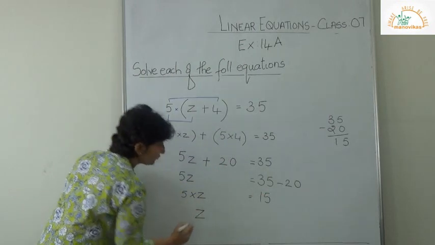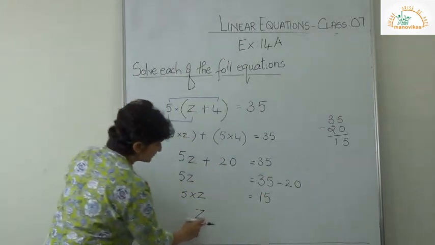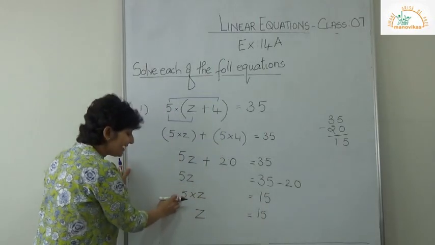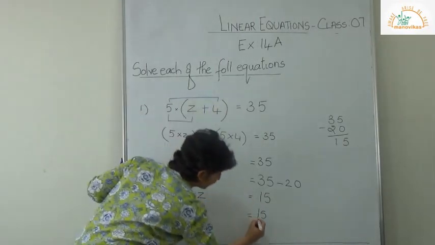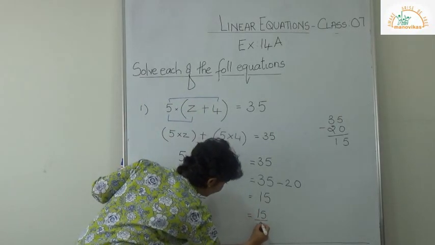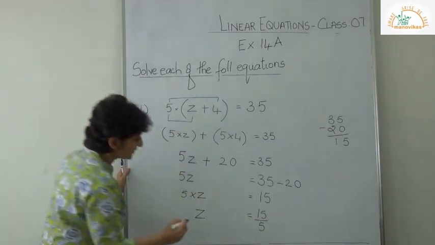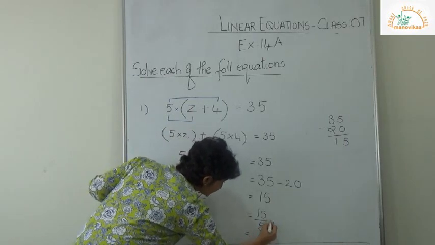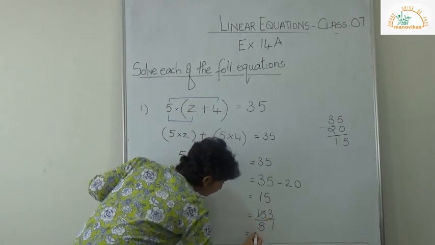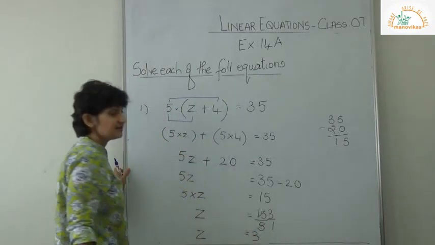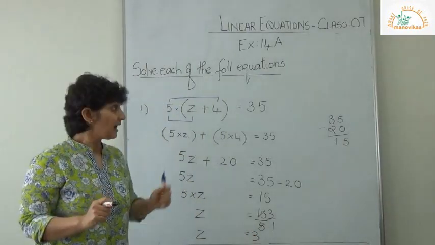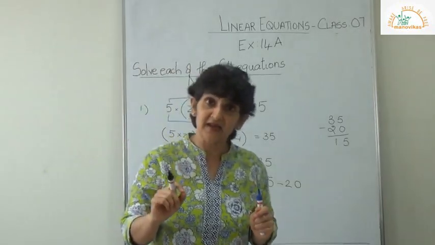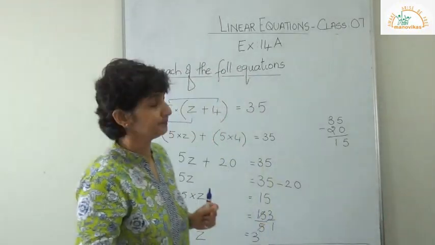I need to find z. So z is equal to 15 upon 5. When I bring that side, it becomes upon or divided by 5. So what is z equal to, children? z is equal to 5 ones are 5, 5 threes are 15. z is equal to 3. I'm sure you have understood how to do this. Is it clear? Let's move on to the next sum.